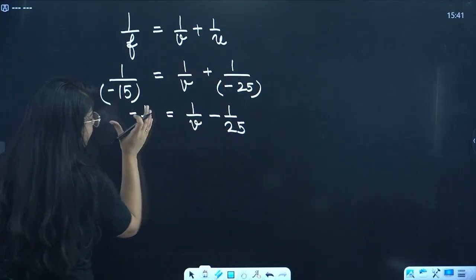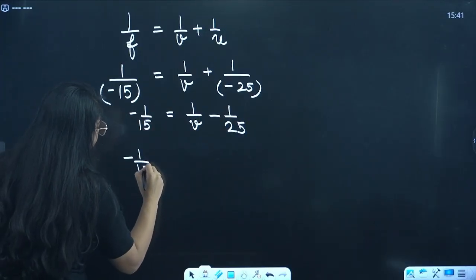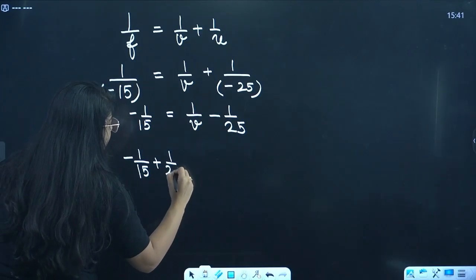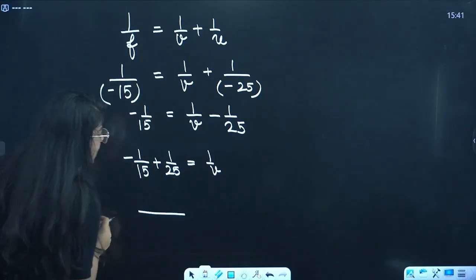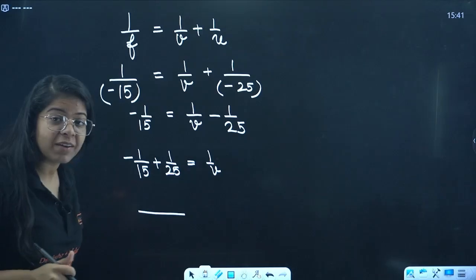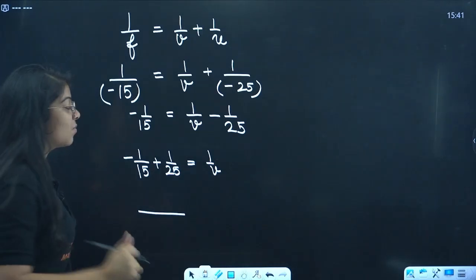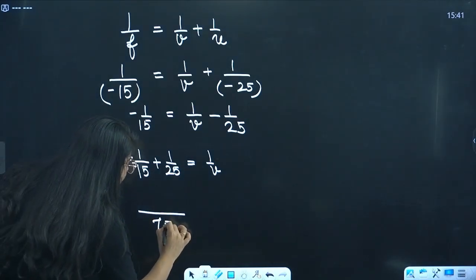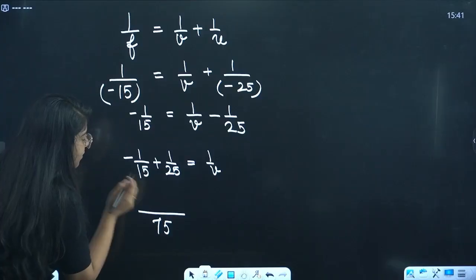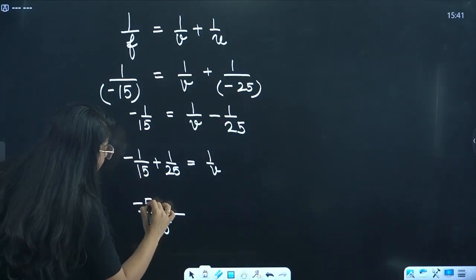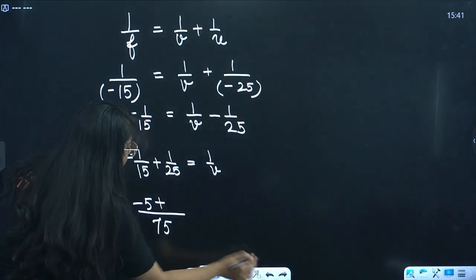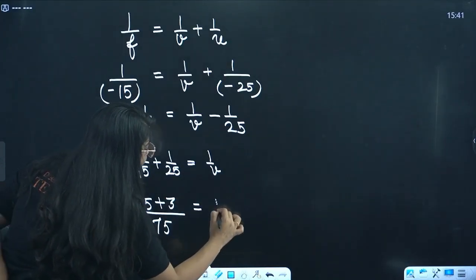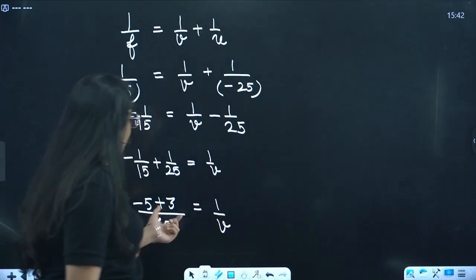Now this minus 25 comes here. Minus 1 by 15 plus 1 by 25 equals 1 by v. And you take the LCM. Now what is the LCM of 15 and 25? That's where your calculative mind comes into play. That will be 75. 15 into 5 will be 75. Minus 1 into 5 will be minus 5, plus 25 into 3, 3 into 1 is 3. Okay, 1 by v. Done. Now you just solve this.